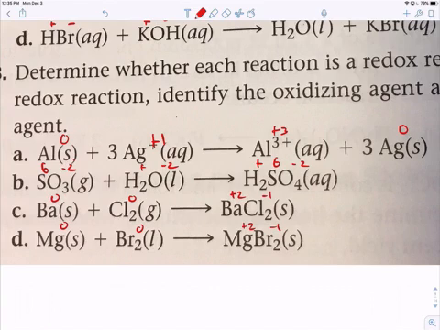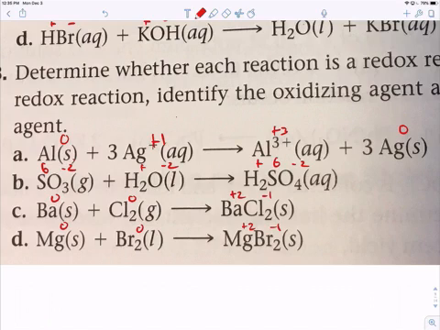So for part B, sulfur is 6 here and 6 here. Oxygen -2 here, -2 here. Hydrogen is +1 here, +1 here. And there is no change.